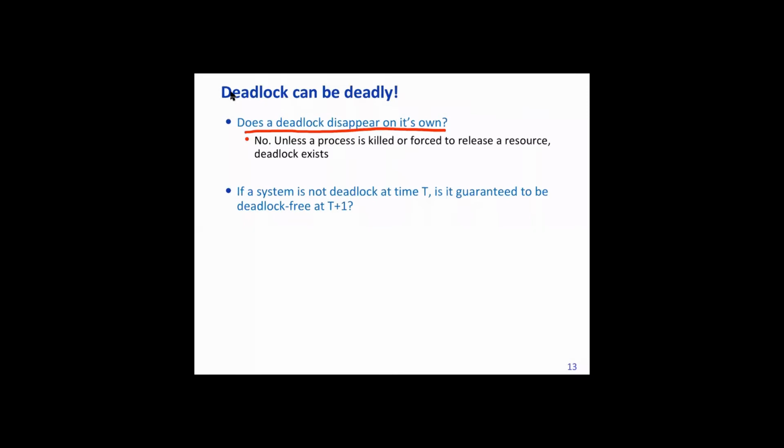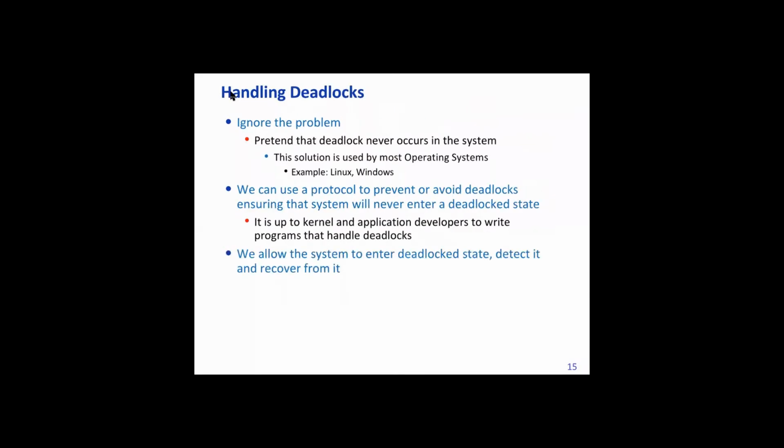And can we say that if the system at a certain point is not in deadlock, then at the next instant or after a few instants, it will never be in deadlock? So there's no deadlock at time t. Can we say that it will not be in deadlock at time t plus 1? Can anyone tell me? Sir, it's not guaranteed. Yeah, it is not guaranteed, right? All right, good.